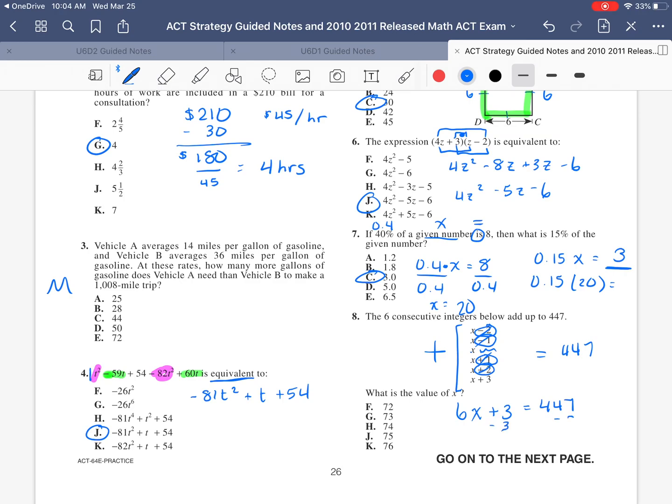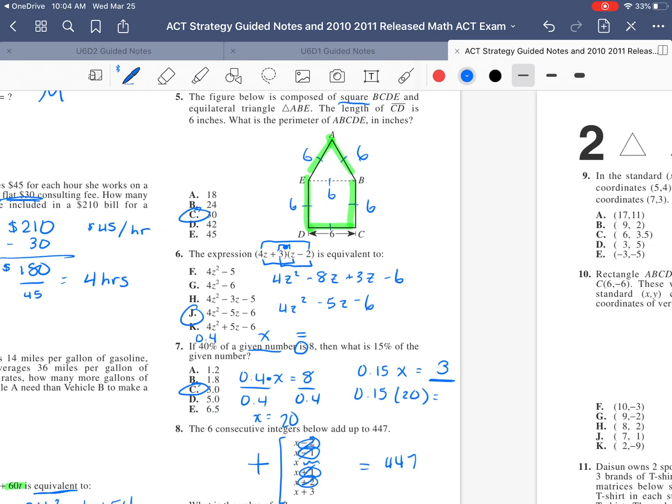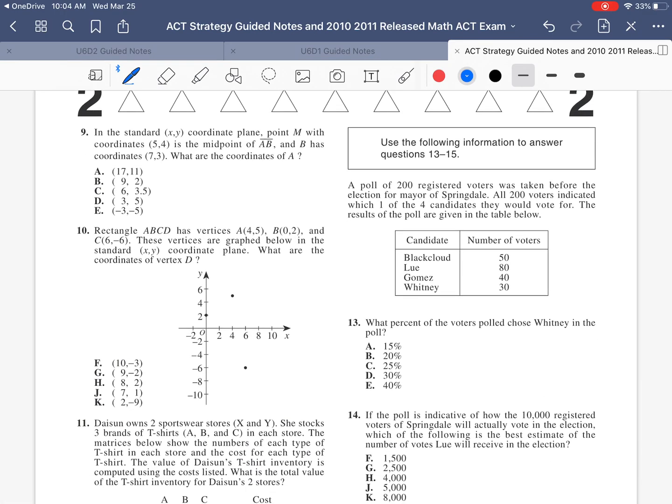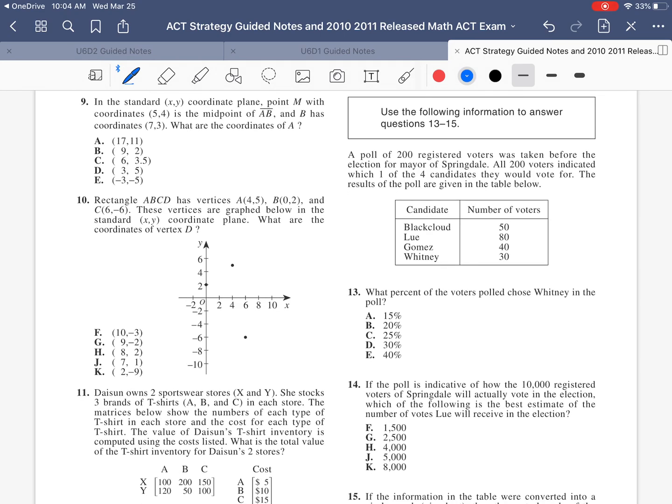So again, all we have to do is solve this equation. Subtract 3 to both sides. 6x equals 444. I'm going to do inverse operation, so divide by 6 on both sides, and x equals 74. Just like that. Moving on.